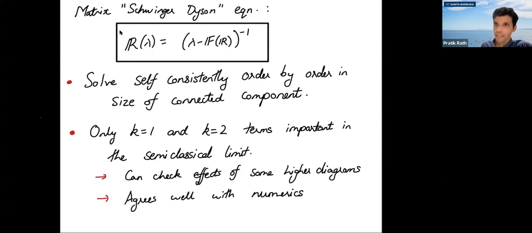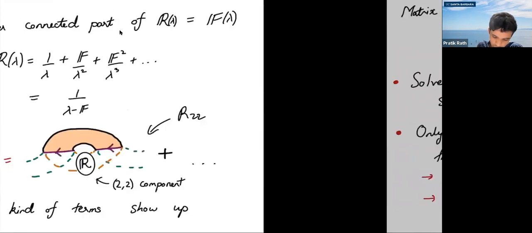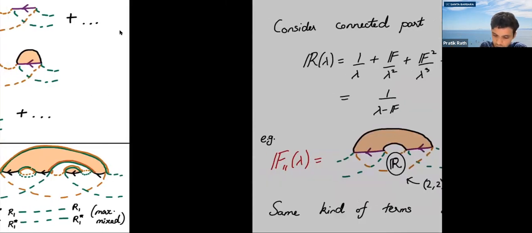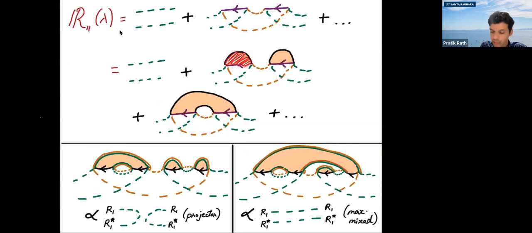There's one assumption that comes in at this point. It's hard to solve it to all orders, but we can do it order by order in the size of the connected component. What I mean by the size of the connected component is, here, the size is just one. There's just one purple boundary to which this gravity saddle is attached. And here we have two of them. So this is the one with the size of the connected component being 2.